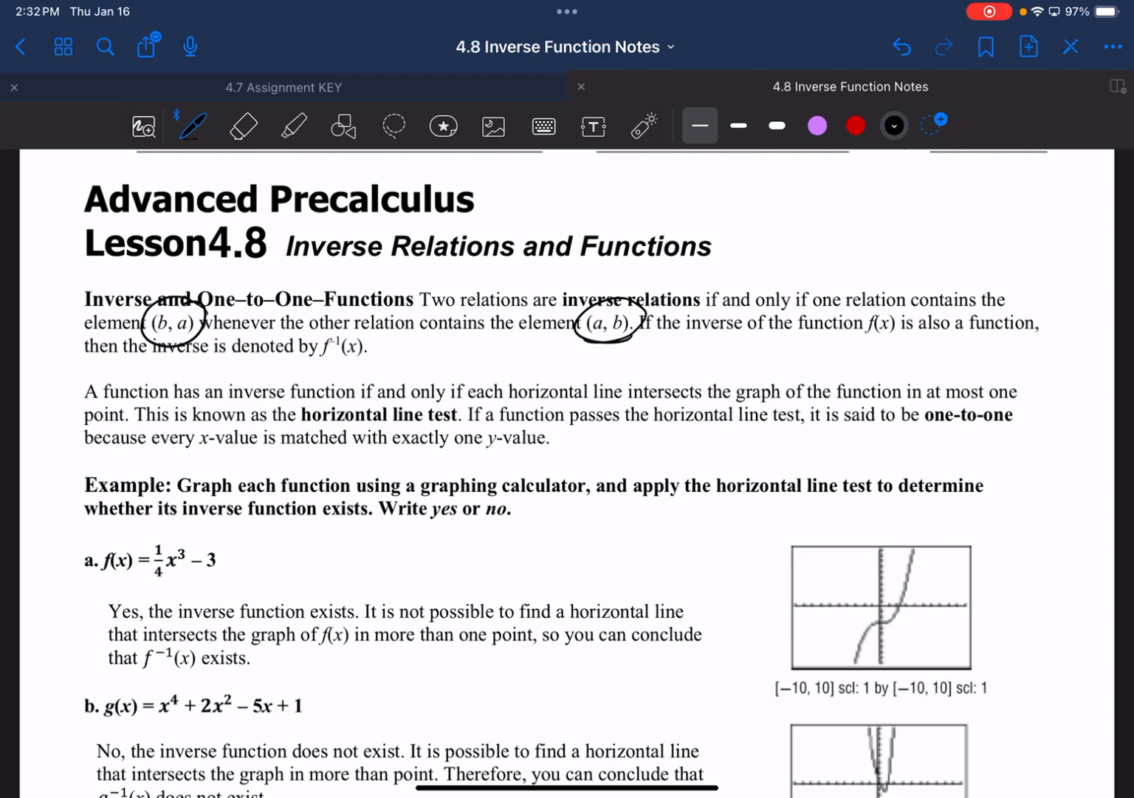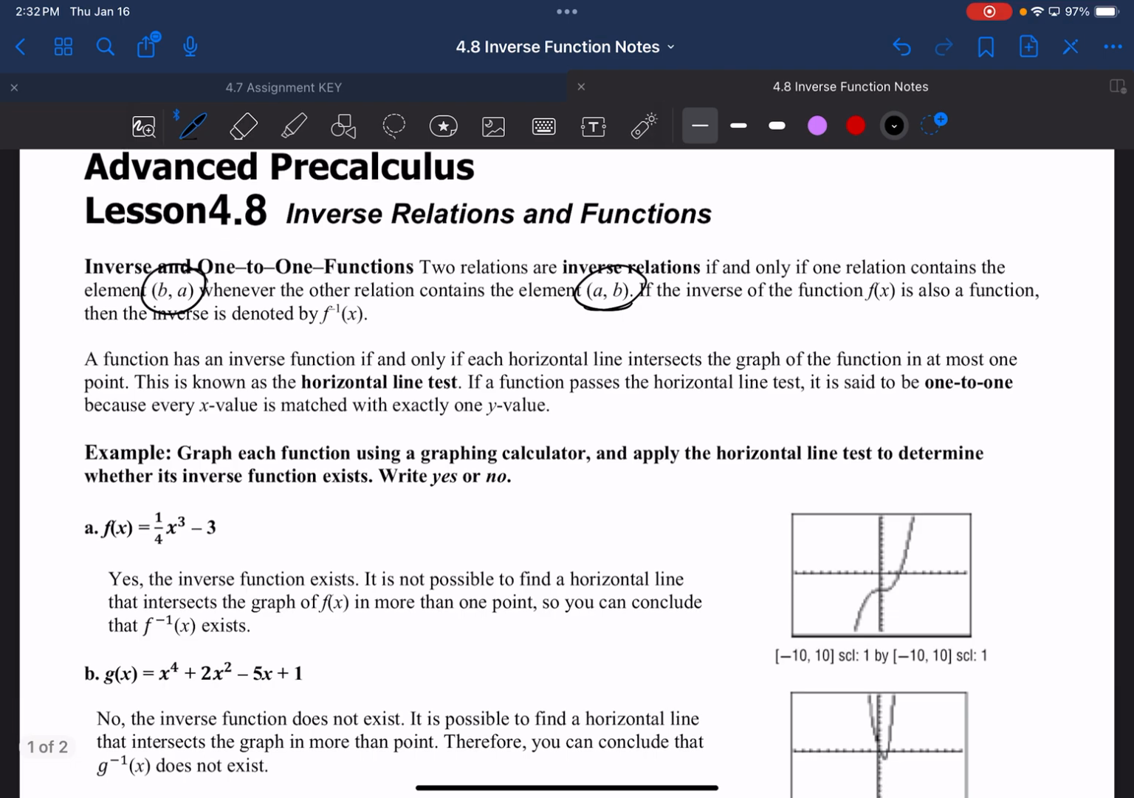So that's the reason we need the original function to not only pass the vertical line test, we need it to pass the horizontal line test, because when I take the inverse, the x's and y's are going to switch. So those y's that I was checking with my horizontal line test are now going to be the x's that I would check with a vertical line test when I switch them. So we need no x's to repeat and no y's to repeat in order for something to have an inverse.